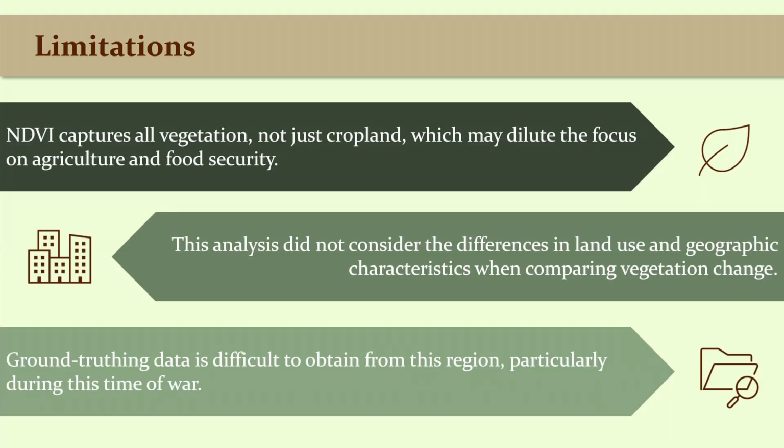But I did have some limitations to this study. First of all, I was only looking at NDVI, and NDVI captures all vegetation, not just cropland. So this may dilute the focus on agriculture and food security. Additionally, the analysis did not consider differences in land use and geographic characteristics when comparing vegetation change. For example, I didn't consider how within the Gaza Strip there were more dense urban areas than in the surrounding area, which was primarily agricultural land. And then finally, ground truthing data was difficult to obtain from this region, particularly during this time of war. For example, the precipitation data I had to pull from Tel Aviv, Israel instead.